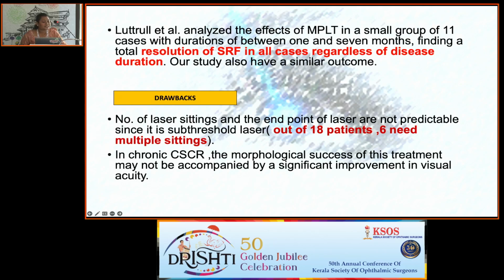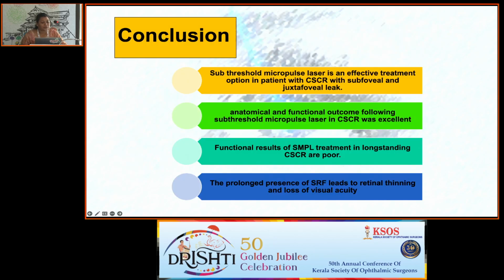The drawback of our study is that the number of laser sittings and the endpoint of laser are not predictable, since it is a subthreshold micropulse laser therapy. In our study, out of 18 patients, 6 needed multiple sittings. In chronic CSCR, the morphological success of the treatment may not be accompanied by significant improvement in visual acuity.